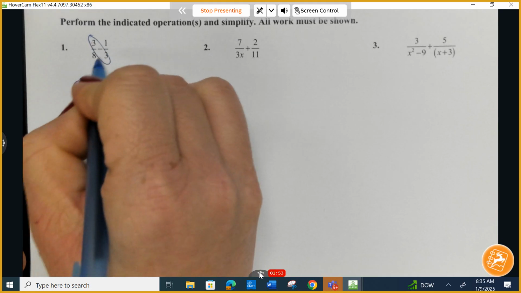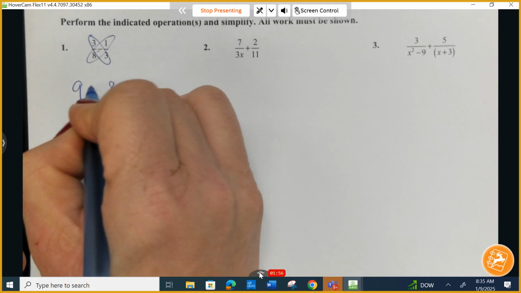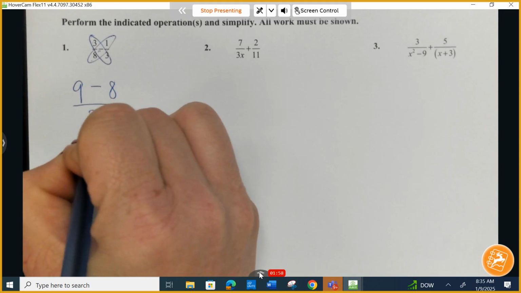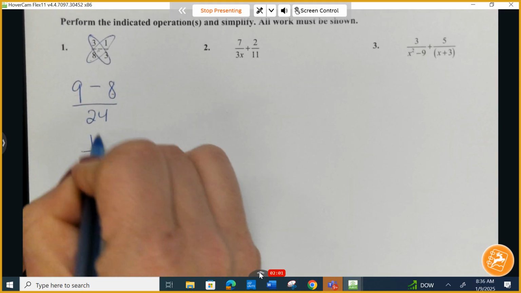3 times 3 is 9, and 1 times 8 is 8. I'm going to drop down the symbol, subtraction, and then 8 times 3 is 24, 9 minus 8 is 1, and I have 1 over 24.